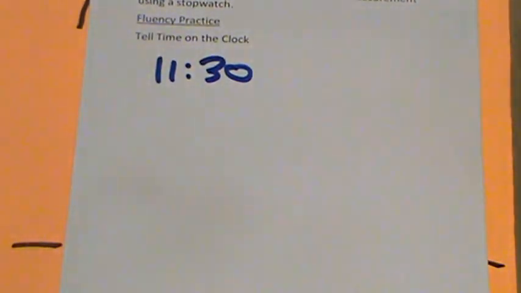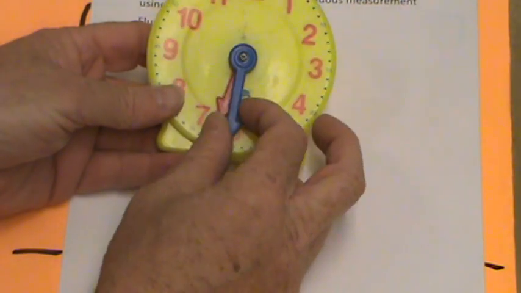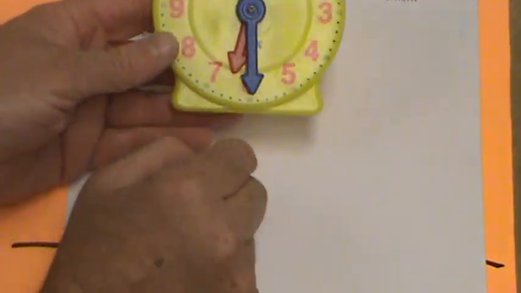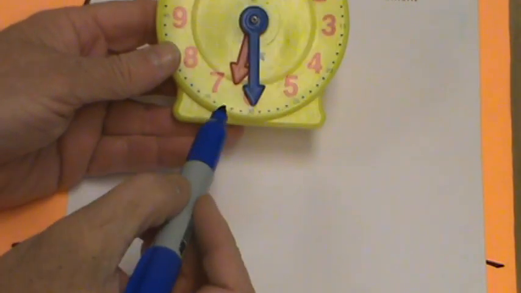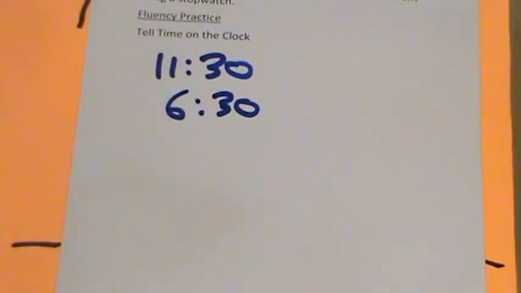Let's try another one. This one's a little confusing. So we have the hour hand is on 6, the minute hand is on the 6. It's about halfway there. So how did we say this time? Is it 7:30, 6:30? What is it? Go ahead and write down what you think this is. If you wrote down 6:30, you are absolutely correct.